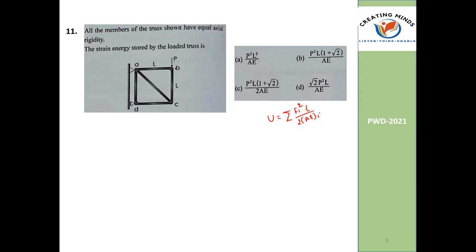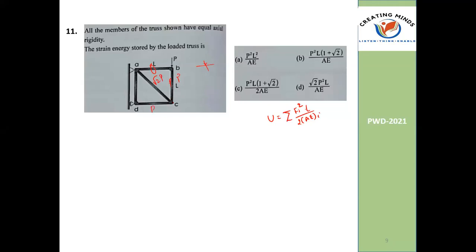See here, P is given. If you apply the equations of statics, sigma Fx equals 0, sigma Fy equals 0, here you are getting P, here also P, and in this member also P. Here you are getting 0 because there is no horizontal member. Applying Pythagoras theorem, with 0 and P, the inclined member is root 2 P, and this one is also P.